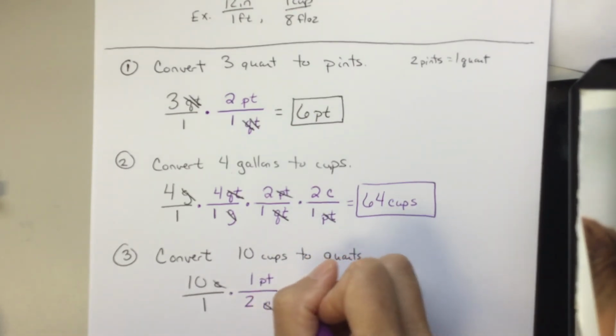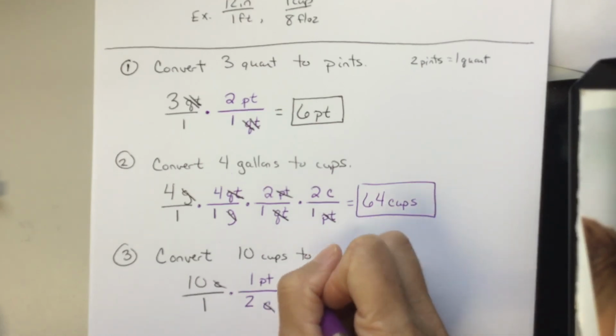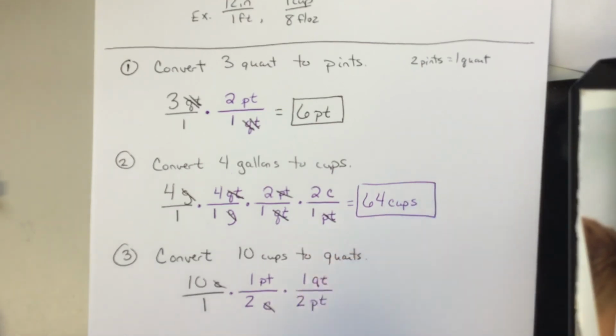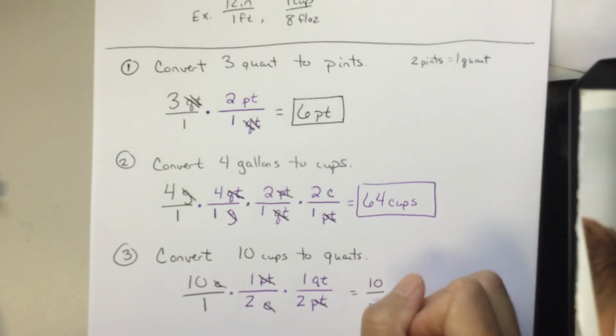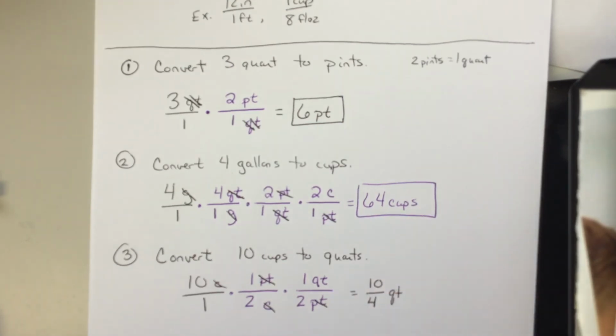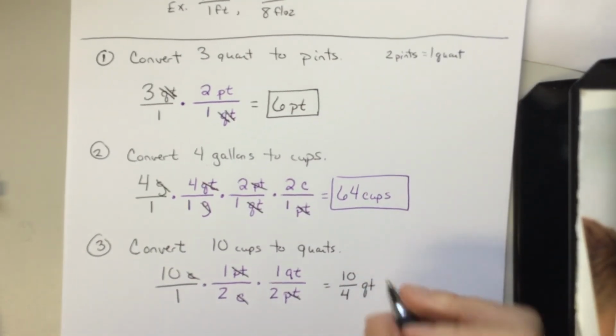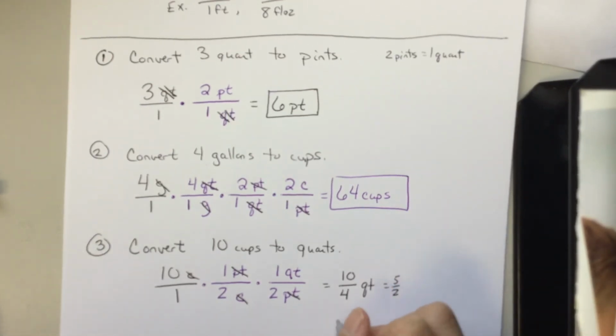Then I want pints to go away, so I need pints in the bottom. And 2 pints is equivalent to 1 quart. So you always want to make sure what's on the bottom and what's on the top, those are equivalent amounts. So notice on this one, I end up with 10 times 1 times 1 in the numerator. I end up with 2 times 2 is 4 in the denominator. So I end up with 10 fourths. That would be 5 halves, or 2 1/2 quarts.